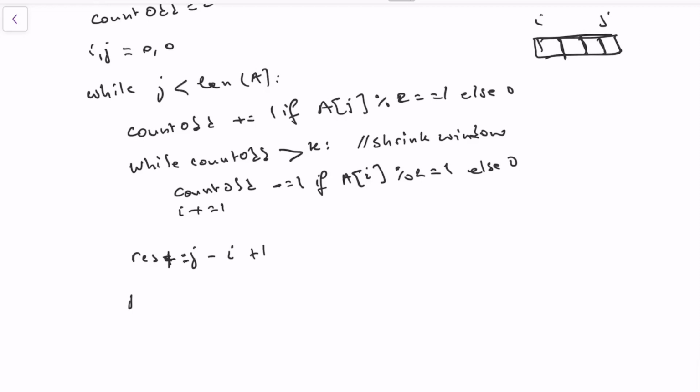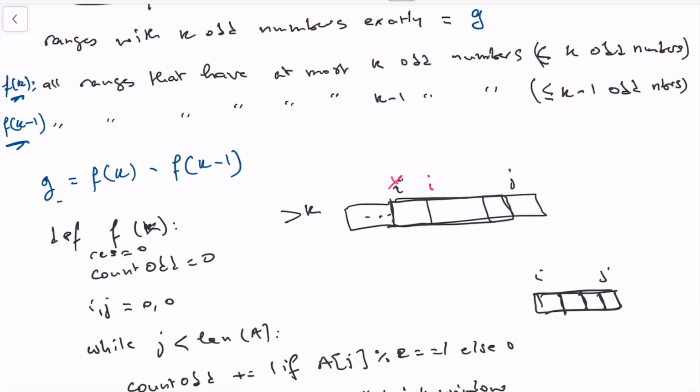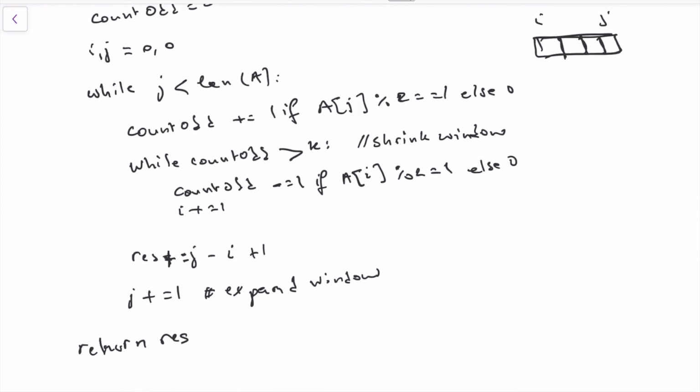And then we can advance j. And this is just expanding the window. And at the end, once we reach the end of the array, we can just return the result. And we can just use this function and return the result we are looking for. And so let's code this one and see if it passes Leetcode test cases.